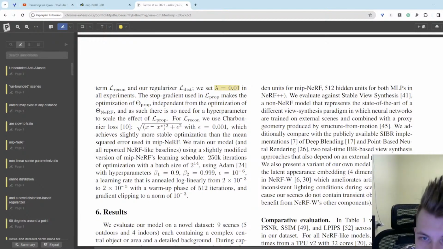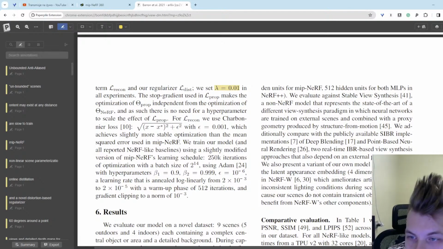For reconstruction loss, we use Charbonnier loss, which gives slightly more stable optimization than the mean-squared error used in Mip-NeRF, but it's very similar. It actually looks kind of like mean-squared error, but it also has this epsilon term here, and it's taking the square root of it, so it's a little bit different, but kind of the same.